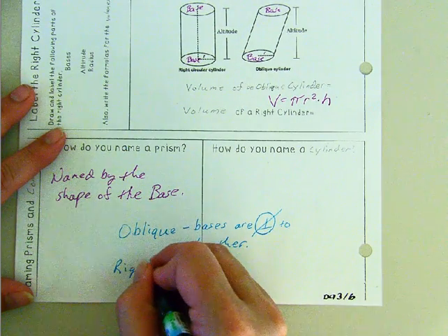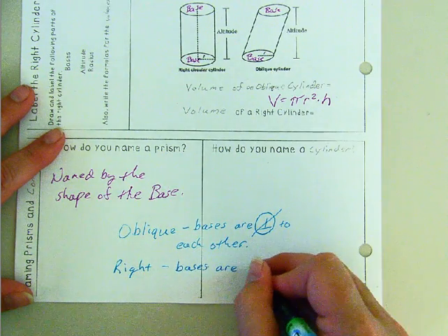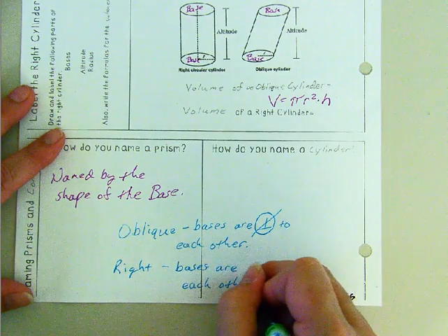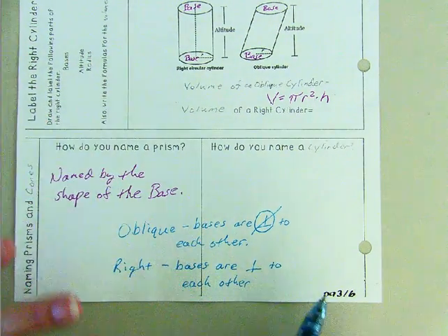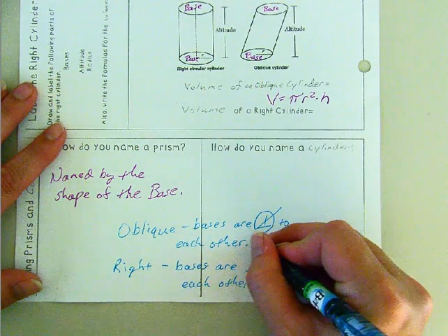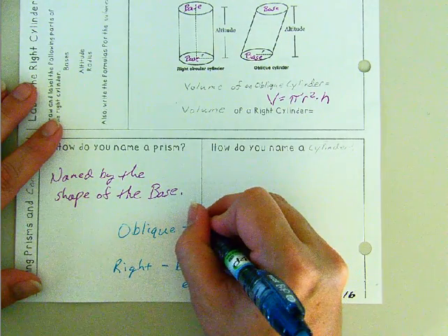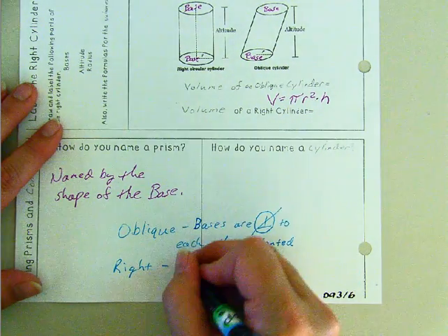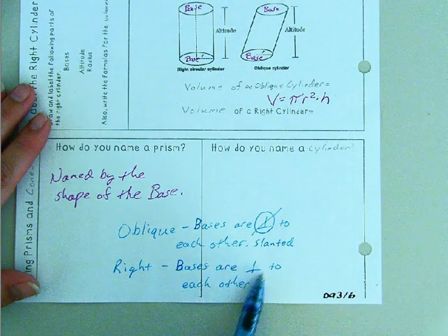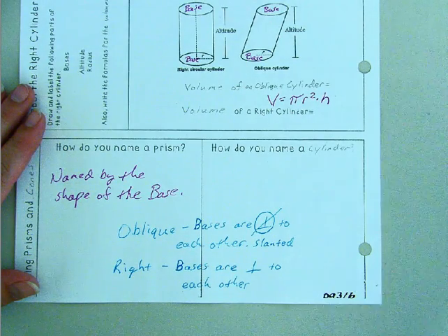So right, bases are perpendicular to each other. So remember with the oblique, they're shifted off a little bit. So bases are not perpendicular to each other. So I'm just going to put over here slanted so that it helps you to remember. So that's slanted. Whereas bases are perpendicular to each other when it's a right. Okay. All right, great job with that.